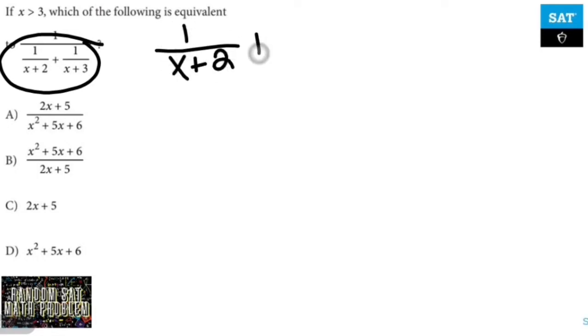Right now, I'm only going to focus on the denominator here. I'm not going to worry about the 1 on top. I'll deal with that at the end. So I have 1 over x plus 2 plus 1 over x plus 3. This is my denominator of the entire thing.